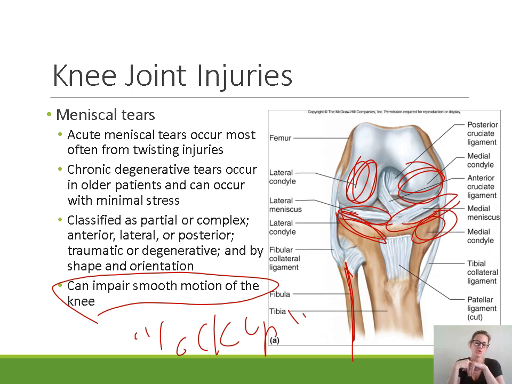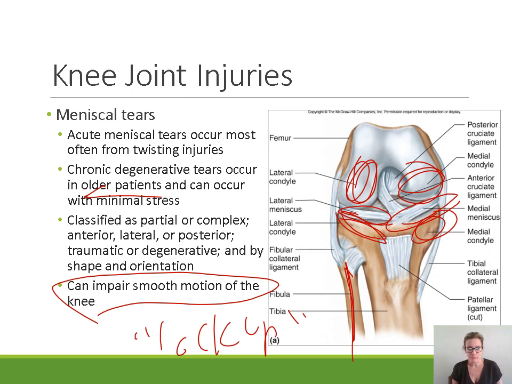There can also be chronic degenerative tears. Acute tears are most common in athletes, but chronic degenerative tears are most common in older patients, and these can occur with minimal stress. It doesn't have to be a big football player who's tackled really hard while sprinting down the field. This can be just minimal stress, but because of all of the degeneration in the knee, they can be more prone to tears.